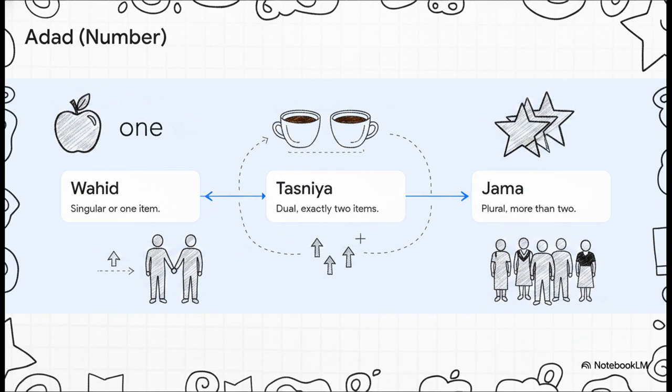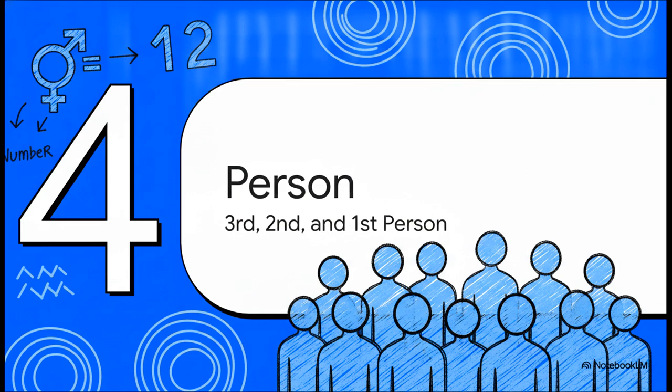Step 1 is wahid, for a singular item. Pretty standard. But look at Step 2, tasniya. This is a totally unique dual form, used exclusively for exactly two items or two people. You only hit Step 3, jama, the plural, when you're actually talking about three or more. This incredible level of granular precision is honestly part of what makes Arabic such a rich, descriptive, and just brilliantly structured language.